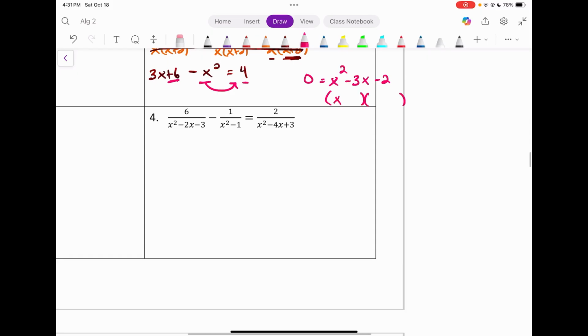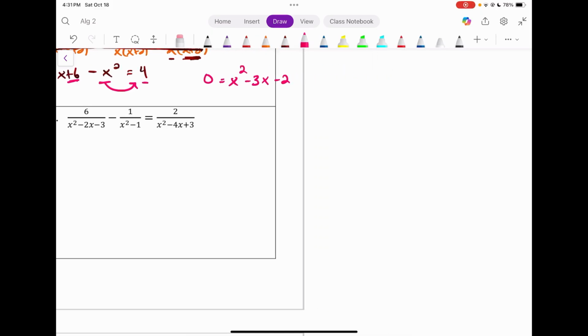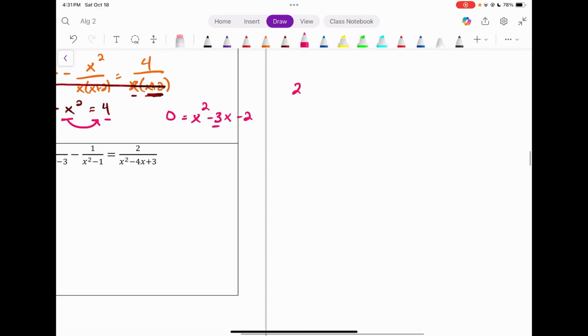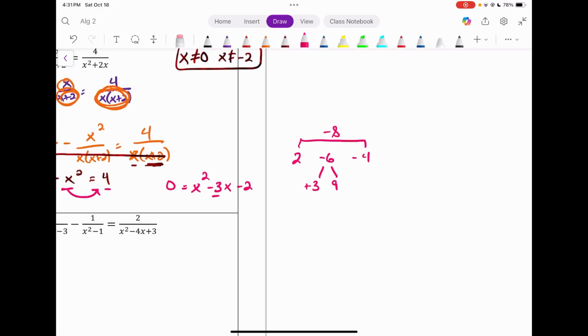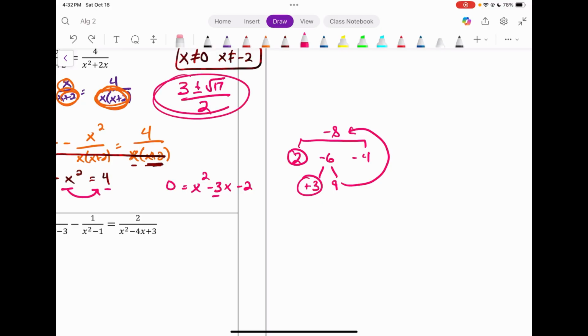Adds to give me -3, multiplies to give me -2. And it seems like something would work, but I can't think of anything that will. So therefore, we're going to use my method. Since this is an odd number, we double everything. That gives me 2, -6, and -4. That's going to be a +3 and a 9 when you multiply those. 2 times -4 is -8. So my final answers there are 3, plus and minus, we're subtracting these two numbers, the square root of 17, all divided by 2. And this tells me that it would not factor. If you get a radical there that you don't know the square root of, it's not going to factor, so there's your two answers.